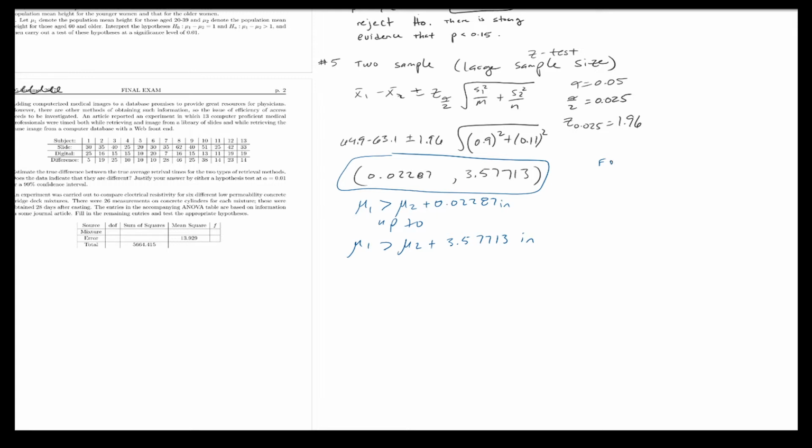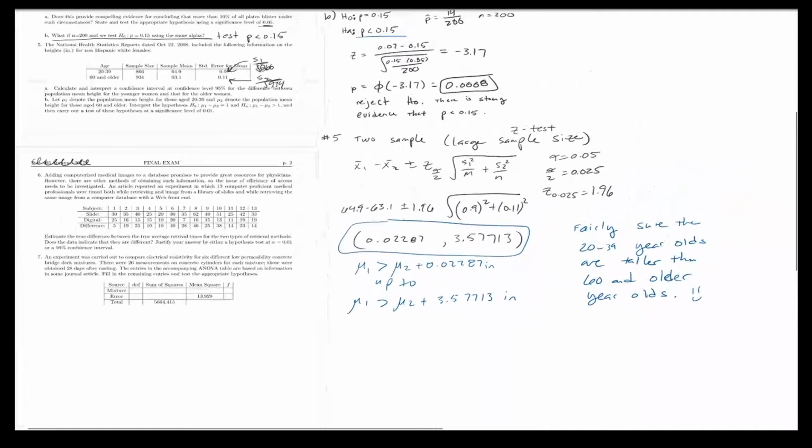So fairly sure, the 20 to 39-year-olds are taller than 60 and older year-olds. So that's part A of that problem.